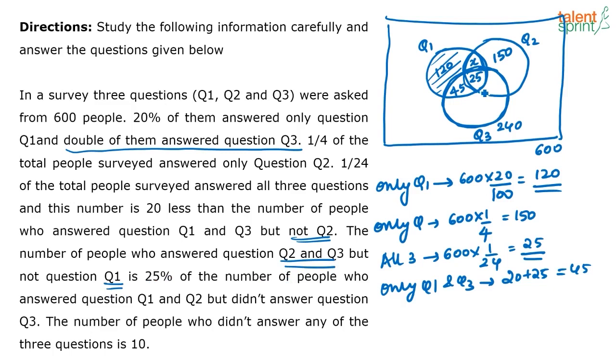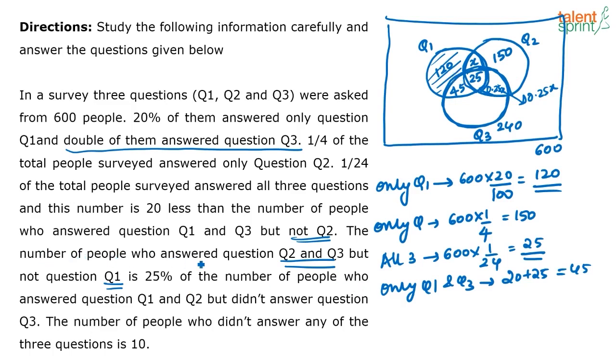Or I can say this area, right? That is the people who are answering Q2 and Q3 but not Q1. That is equal to 0.25 of this X. That is what they are saying. If X people have answered Q1 and Q2 but not Q3, then 0.25 X people, right? Let me write it here clearly. 0.25 X people have answered Q2 and Q3 but not Q1. That is what they have said here in the last statement.